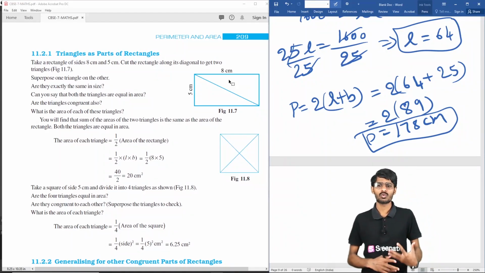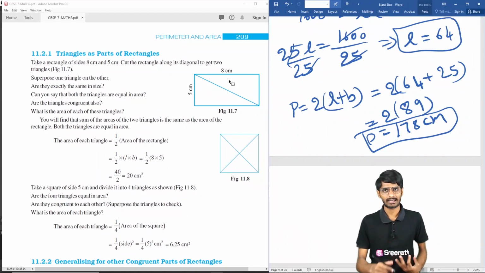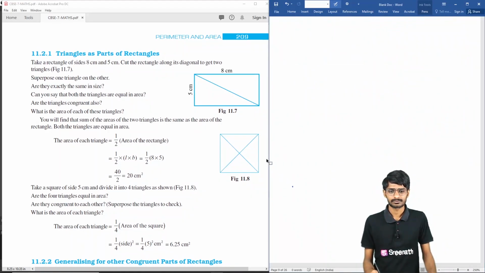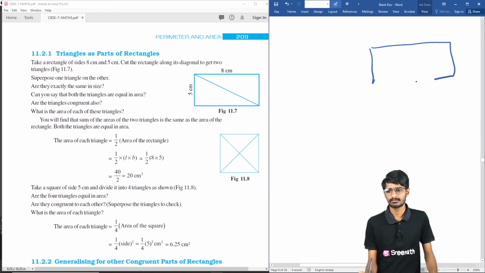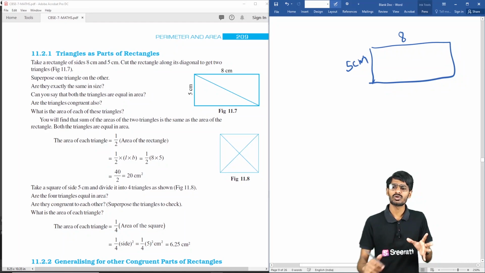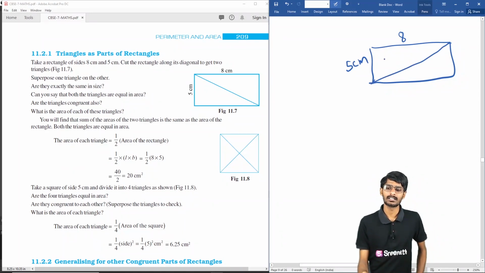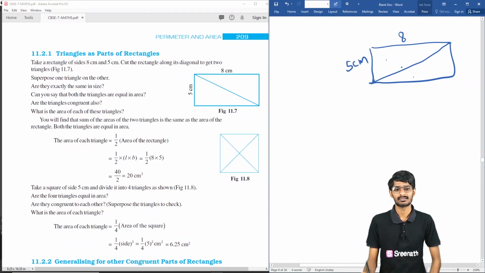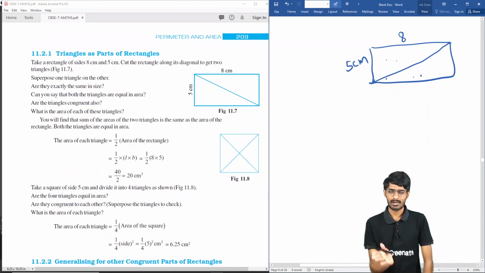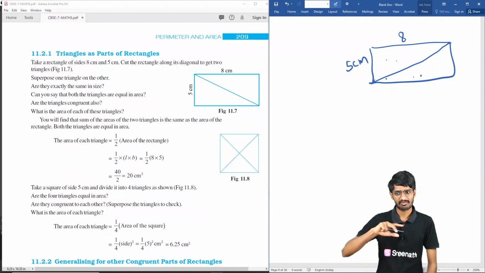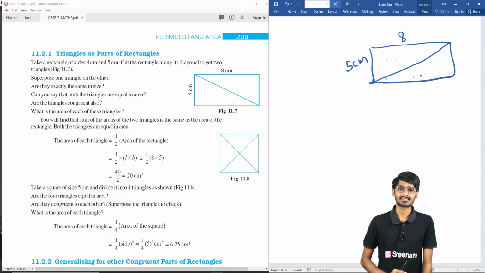How we are going to proceed is, we start with rectangles and from that we go into triangles. So we have a rectangle whose length is 8 centimeters and whose breadth is 5 centimeters. If you draw a diagonal in a rectangle, this diagonal will bisect the rectangle into two triangles. Are these two triangles congruent? If you cut them and place one over the other, they will exactly match. They have the same size. So all these answers are yes.